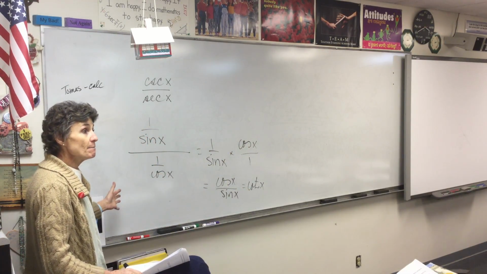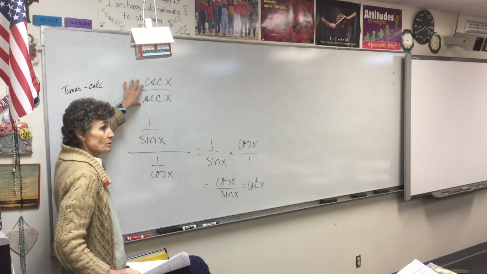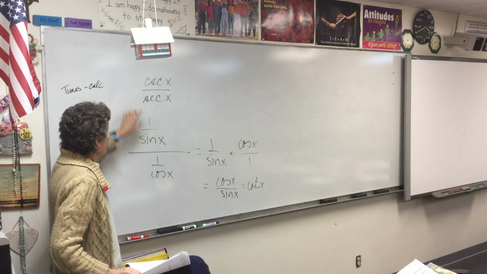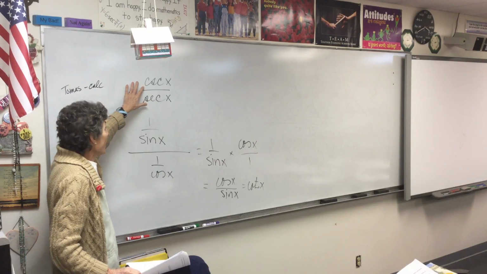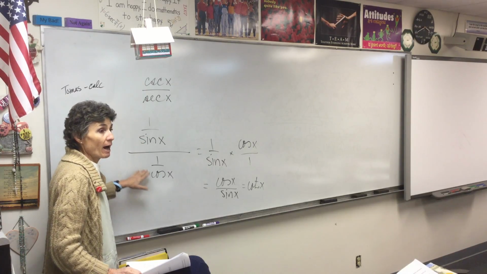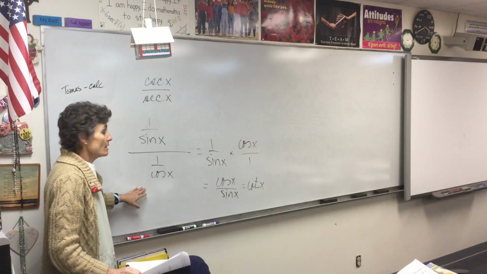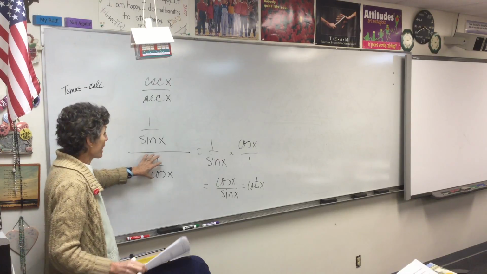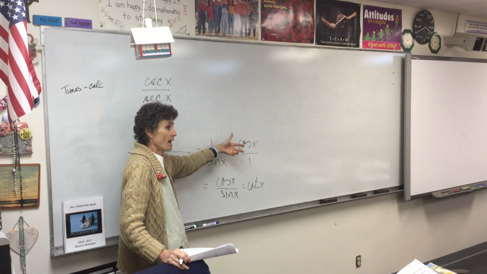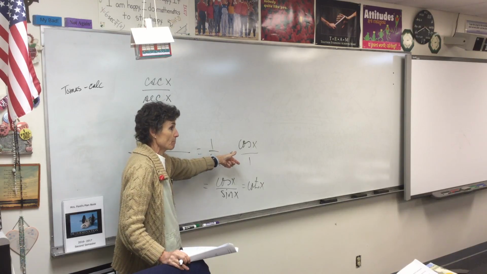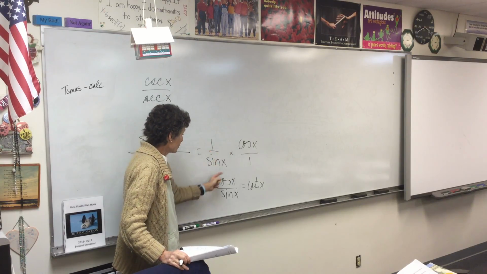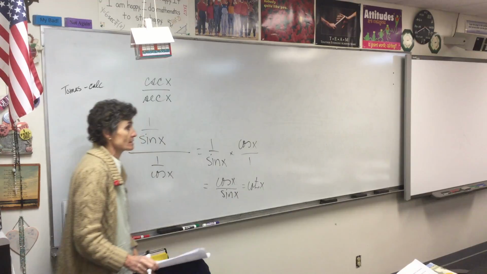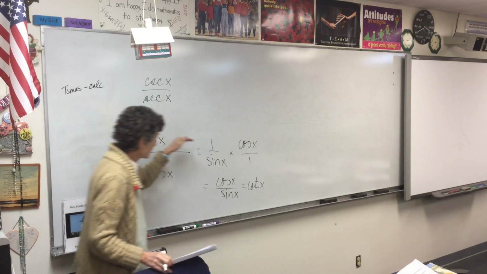All right, does anybody have a question? This was the problem. Step 1, 1 over sine divided by 1 over cosine. But when we divide by a fraction, we multiply by its reciprocal. Multiply straight across. So we have cosine over sine, which is cotangent.